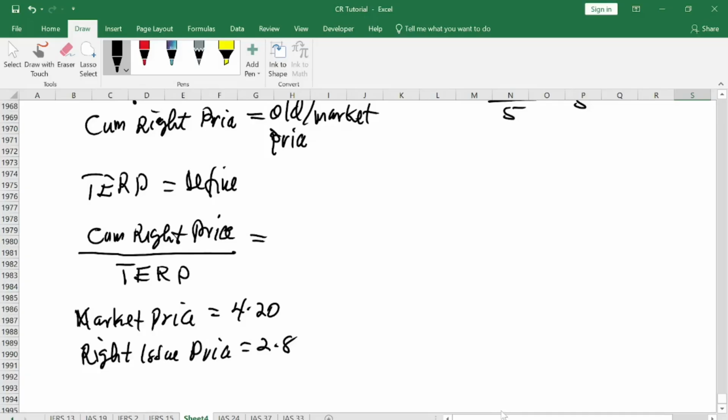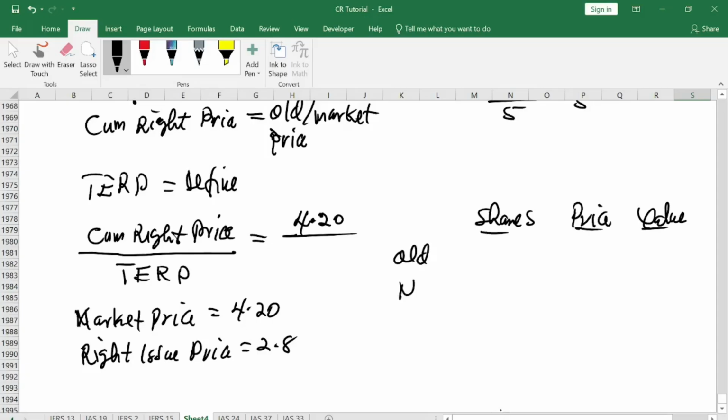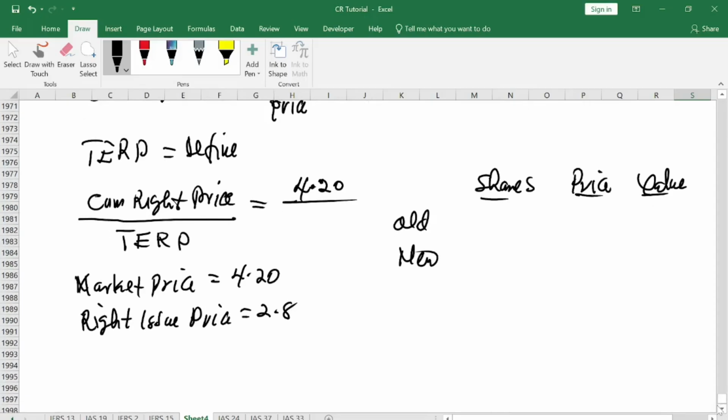So the cum right price is the market price, which is 4 cedi, 20 pesewas. The TERP is what we don't know, so let us find it here. How do you find the TERP? You come here, and you will have your shares, your share price, and the value. So you have your old share and you have your new share. Now, how do you get that? They gave you the right issue ratio to be 1 for 4. That's the ratio.